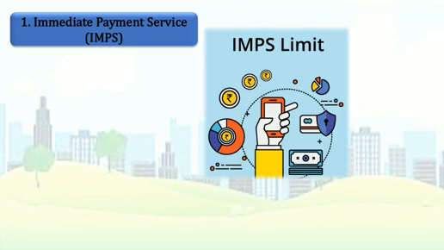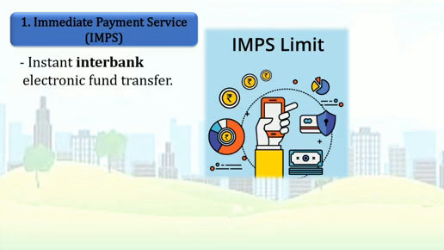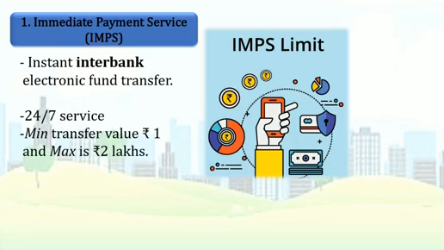Now, what is IMPS? It is an instant interbank electronic fund transfer through the internet banking system. This service is available 24/7 throughout the year. The minimum transfer value is ₹1 and the maximum is ₹2 lakhs. The bank charges a fee for the transfer. Each transaction is settled independently, hence all the details of the receiver must be furnished to the bank.